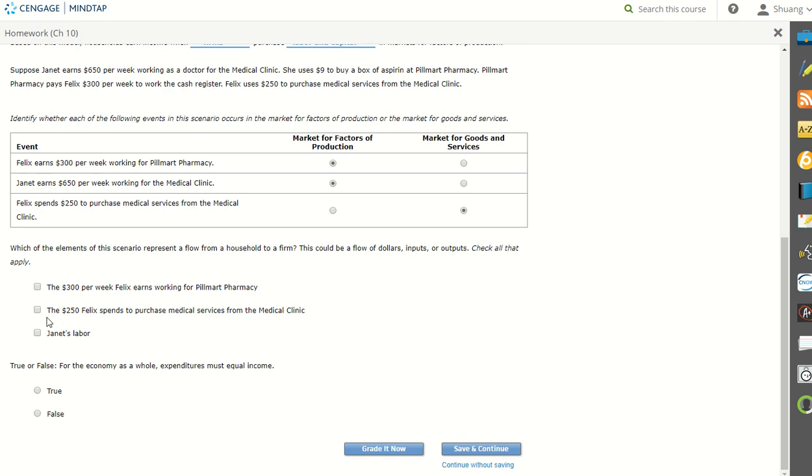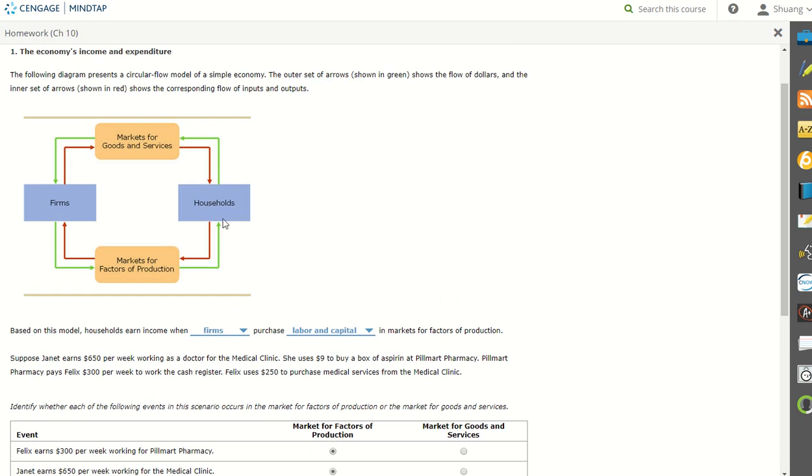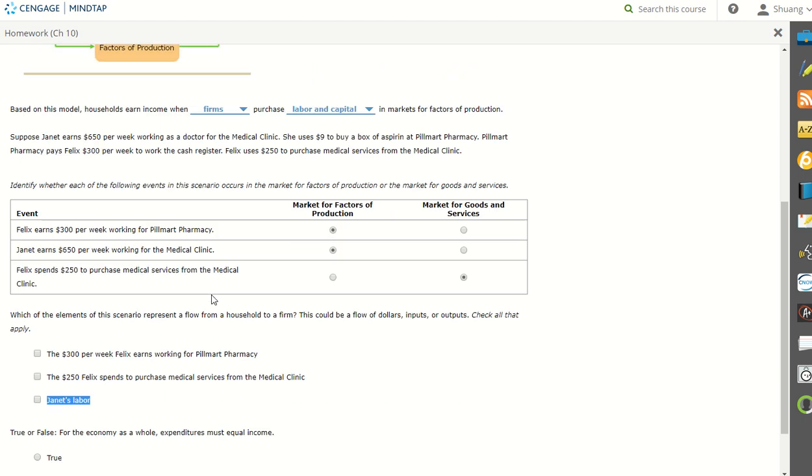Next, the $250 Felix spends to purchase medical services from the medical clinic. This one will be true because the $250 she spent will be going from Felix, the household, to firms, which is the medical clinic. Okay, and last one, Janet's labor. So for her labor, this labor is going from household to firms. So if you go back to the diagram, that one will be represented by that red arrow from the household to the factor market, and then back to firm. So that's from household to firm because labor goes from household to firms.